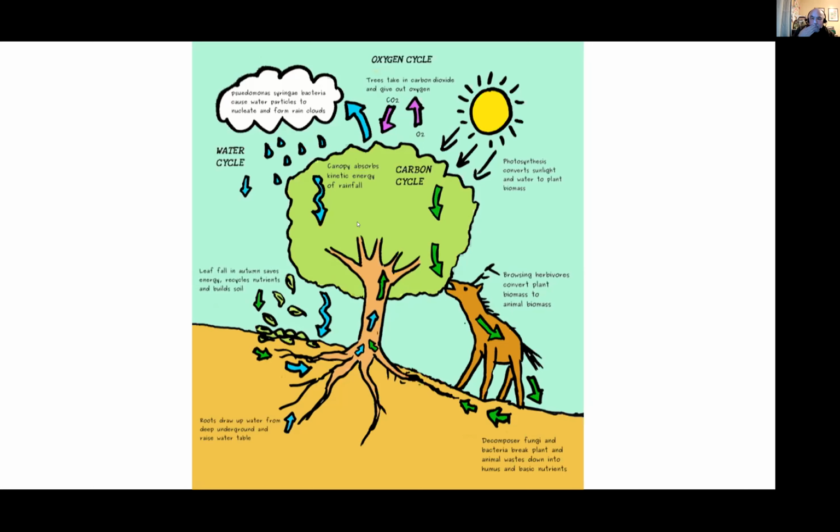A little bit like, we talked about this in the soil food web yesterday briefly. So our decomposer fungi and bacteria are breaking down plant and animal wastes into humus and those basic nutrients. But it's actually a more complex process than that, because we have the fungi kingdom involved. And we've talked a little bit about fungi and mycorrhiza.